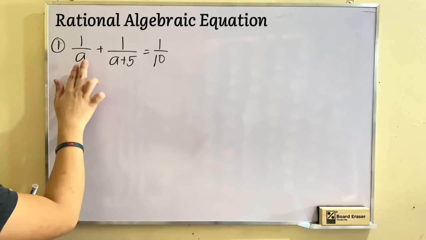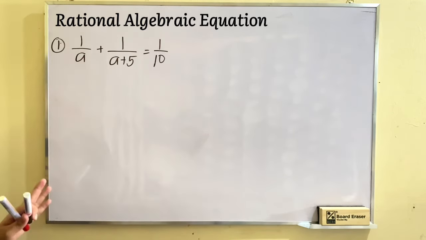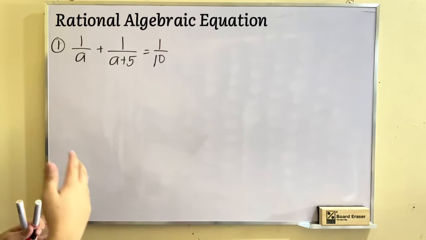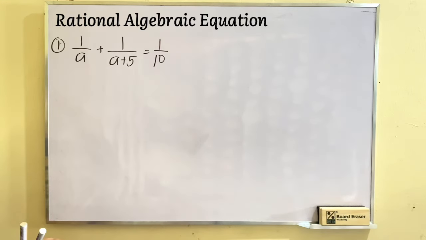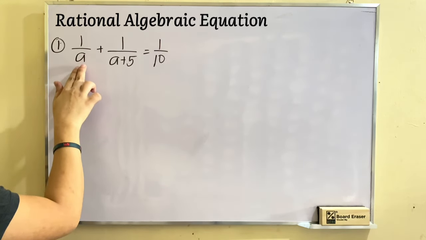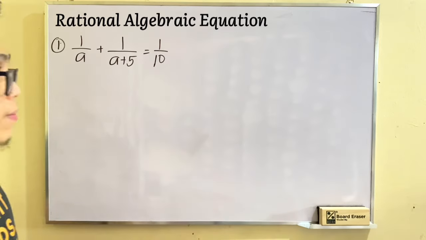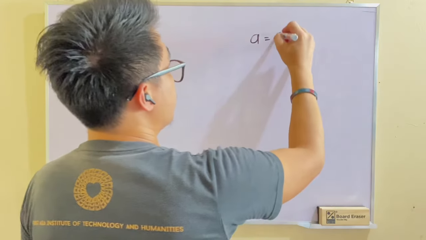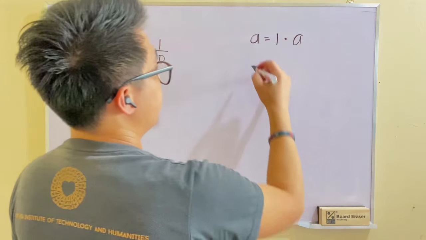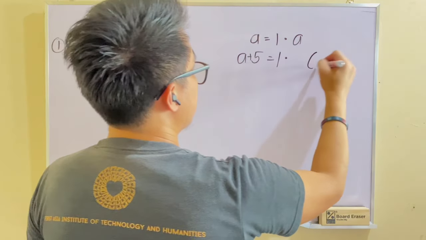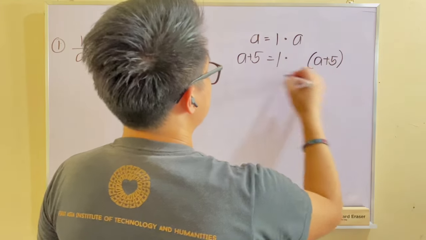So, meron tayong 2 ratios. Kailangan natin siyang mapag-plus. Kaso, magkaiba yung ating denominator. Ang need natin ngayon is hanapin yung LCD. And how can we find the LCD? We must need to find the factors of a and a plus 5. So, factor ni a is 1 times a and factor ni a plus 5 is 1 times a plus 5.